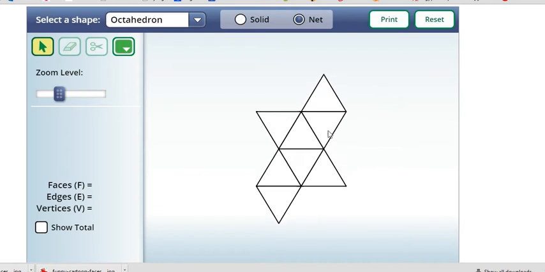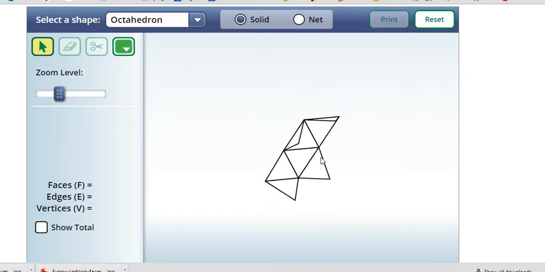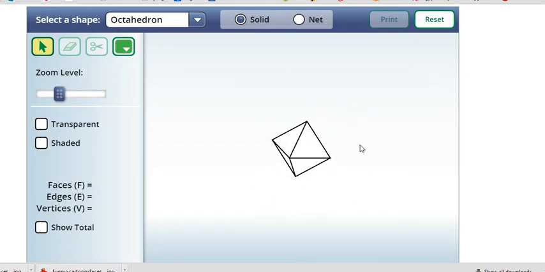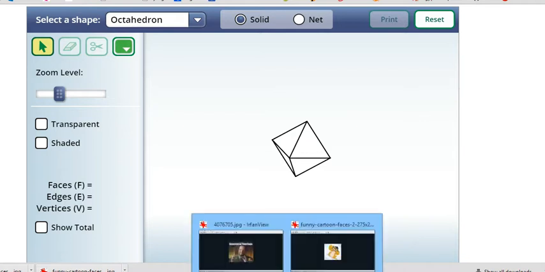Isn't that cool? A net is simply when you take all the polygons and lay them down flat. And by the way, that net is pretty handy when you're trying to figure out the total surface area of that critter. So much fun with that. Anyway, those are the things we're going to talk about.